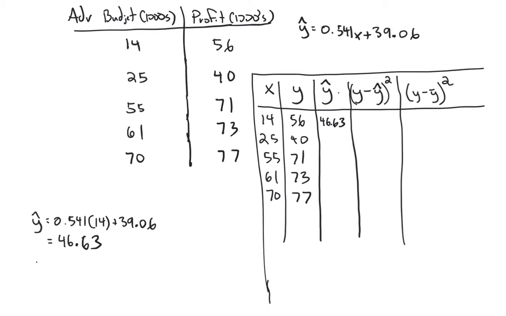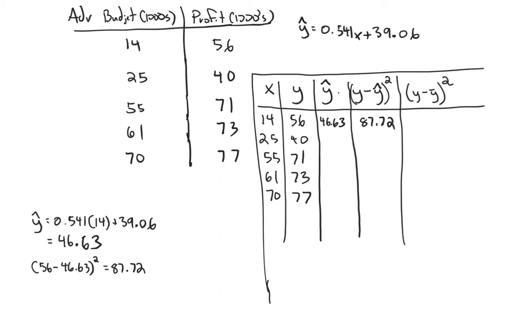And now let's take the difference of those, 56 minus 46.63, and we'll square it. So that will give us our error squared. Another word for that as well is our residual. So let's go ahead and find that. And we should get, again, to 2 decimal places, 87.72. So we'll put that there.